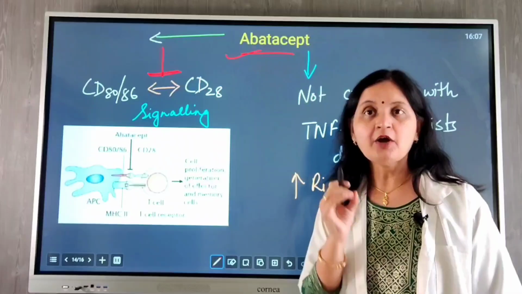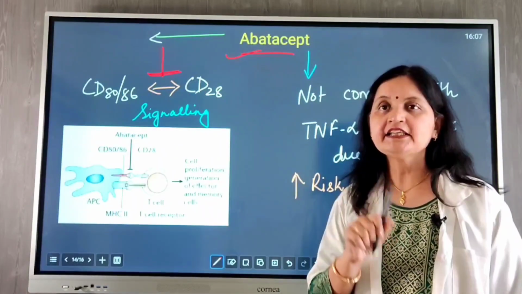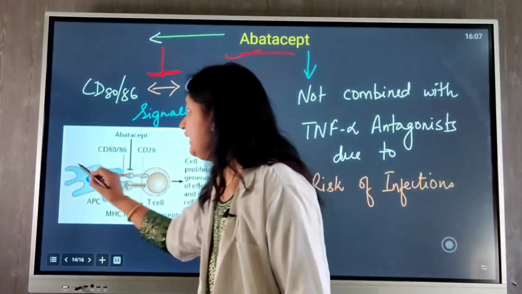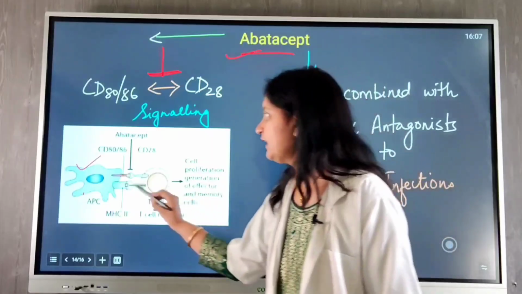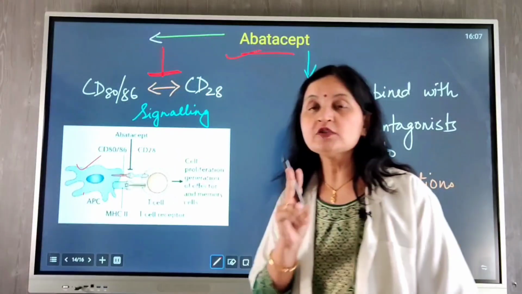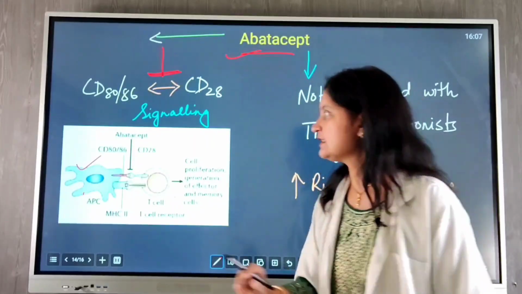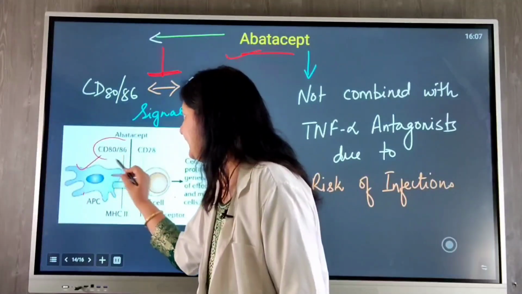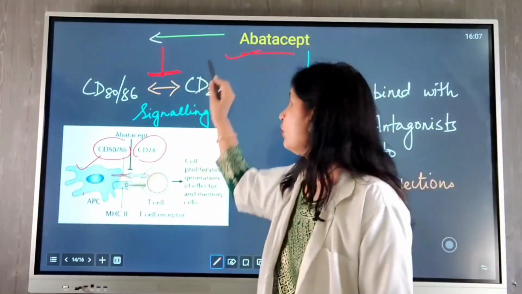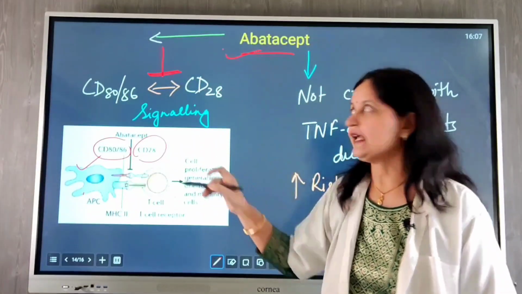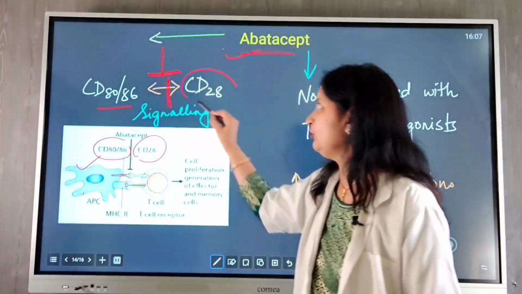Now we have learned that abnormal T cell activation is caused by the interaction between an antigen presenting cell and the T cell. As we can see here, the antigen presenting cell and the T cell interacting with each other, and there are two signals that are responsible for the activation of the T cells. One of the signals is the interaction between CD80 and 86 and CD28. So abatacept is a fusion protein that blocks the signal between CD80-86 and CD28.